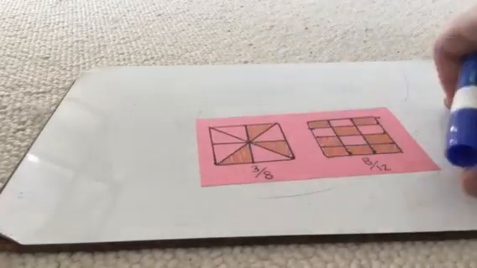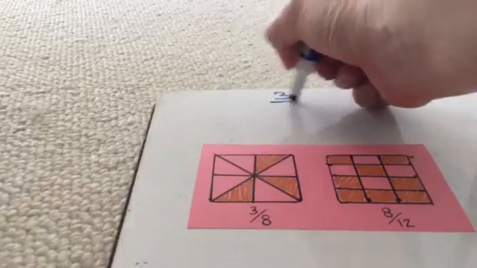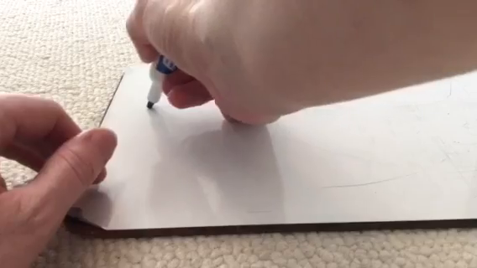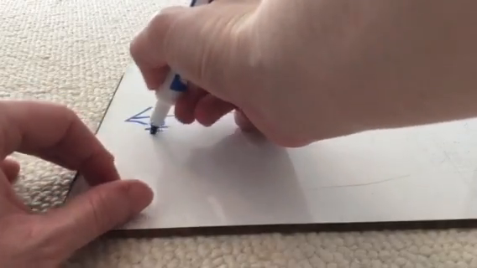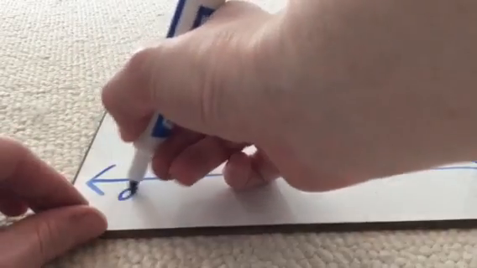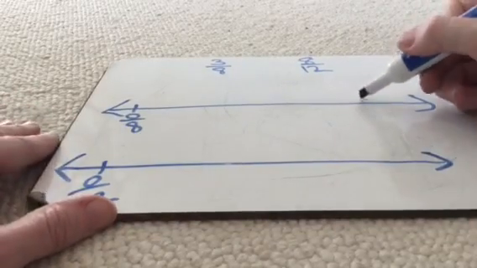Okay, let's try another one. First step, label your fractions that you see. So I see 3/8 and 8/12. Now I'm going to make two different number lines, one that is 8ths and one that is 12ths. 0 to 1.